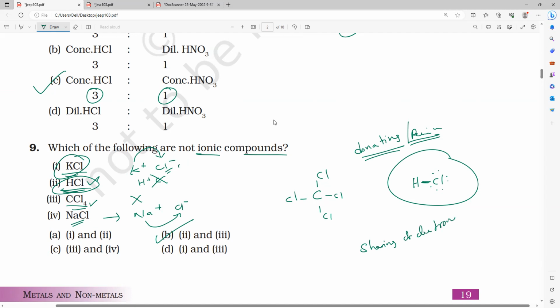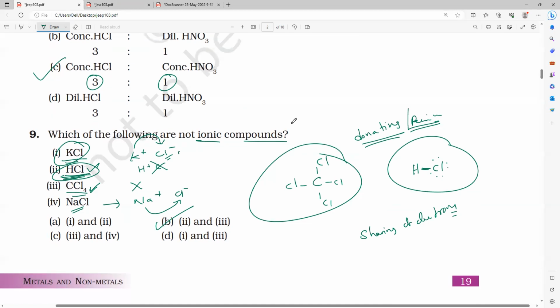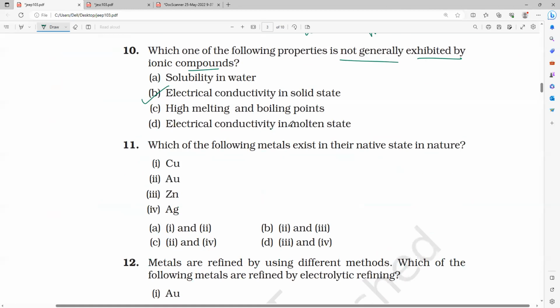So sharing of electrons, that is why it is a covalent bond. CCl4 also, sharing of electrons. HCl is not an ionic compound, Omar. It is a covalent compound. So all of you remember: which one of the following properties is not generally exhibited by ionic compounds? They do not conduct electricity when they are in solid state.